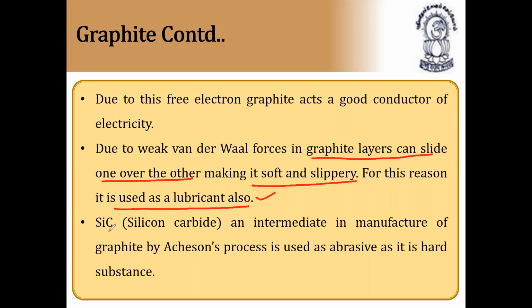Very, very important. Silicon carbide, an intermediate in the manufacture of graphite by extrusion process, is used as an abrasive as it is a hard substance. So these are the main points about graphite.